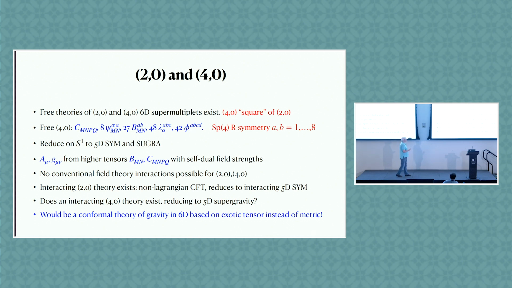But nonetheless, for the 2,0 theory, we have strong reason to believe that an interacting 2,0 theory exists, which is some non-Lagrangian conformal field theory, which remains mysterious, but nonetheless reduces to 5-dimensional interacting super Yang-Mills. And so a very interesting question is, does an interacting 4,0 theory exist, reducing to 5-dimensional supergravity?